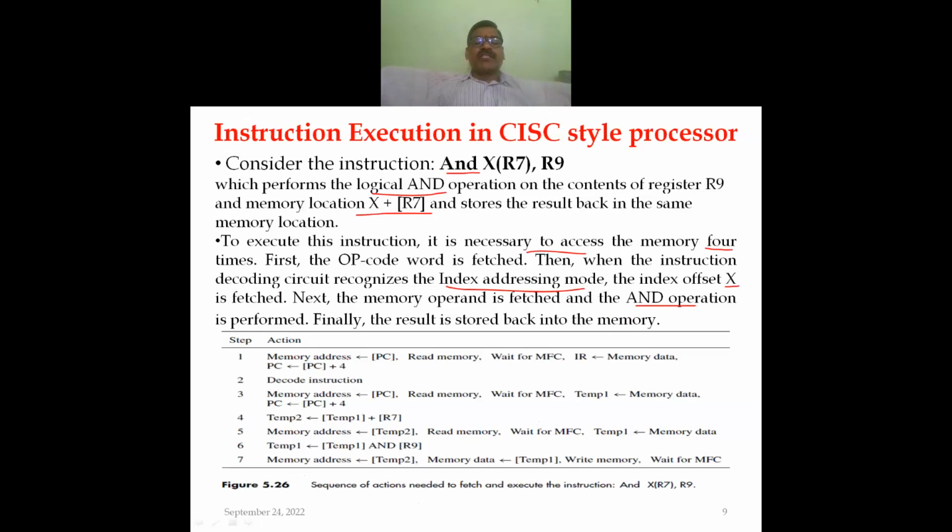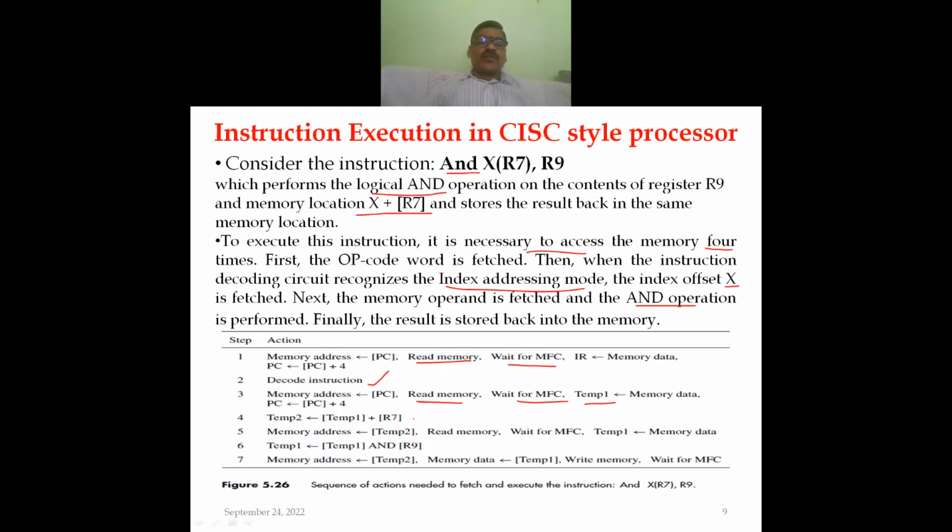So you see that in the first step, the contents of PC are loaded into the memory address, the read memory control signal is generated and we wait for MFC, and then the memory data will be read into IR and PC is incremented. This step is the same, and the second step is to decode the instruction. Once you decode that instruction, we read the program counter PC, issue read memory and wait for MFC, and the memory data we place into temp1, and then we increment PC equal to PC plus 4.